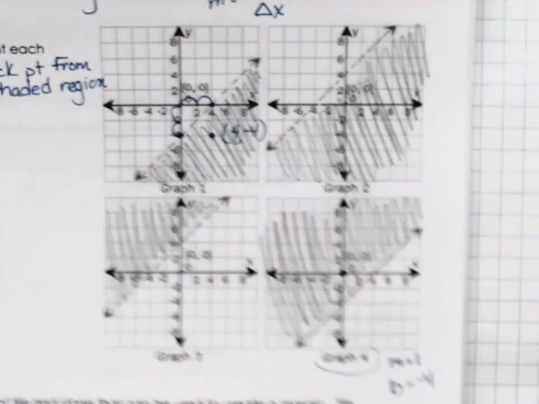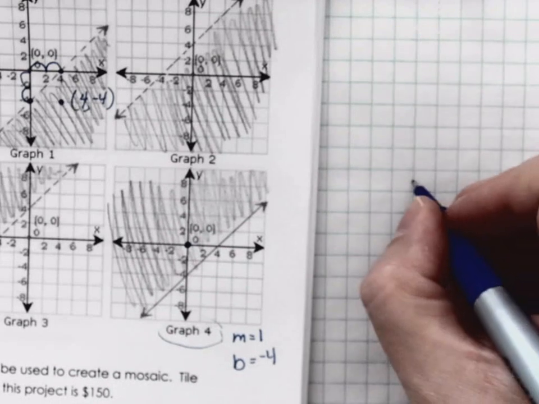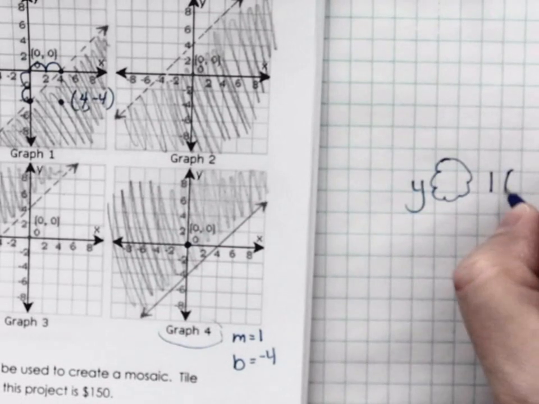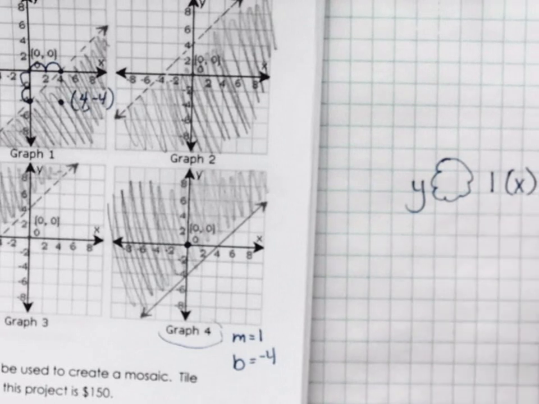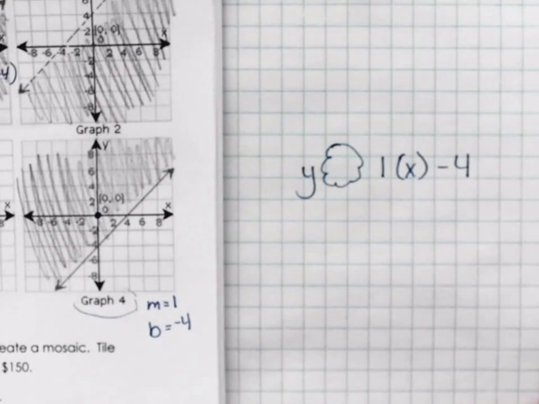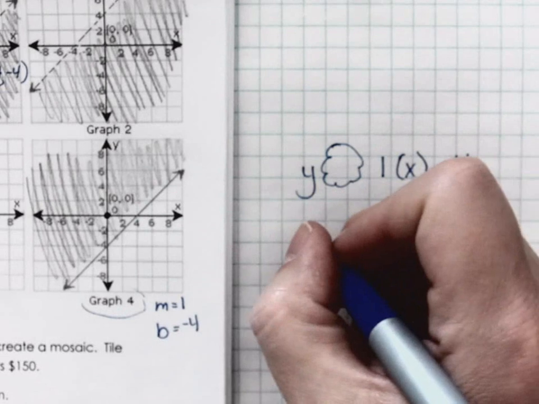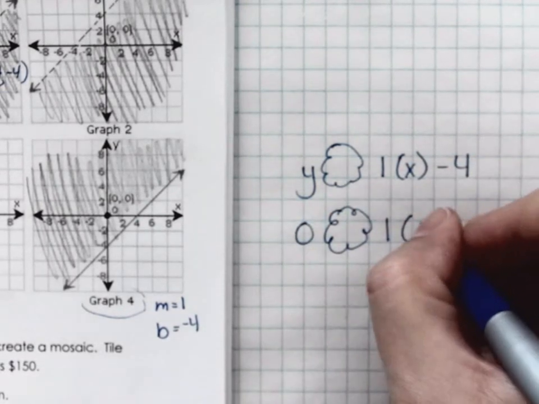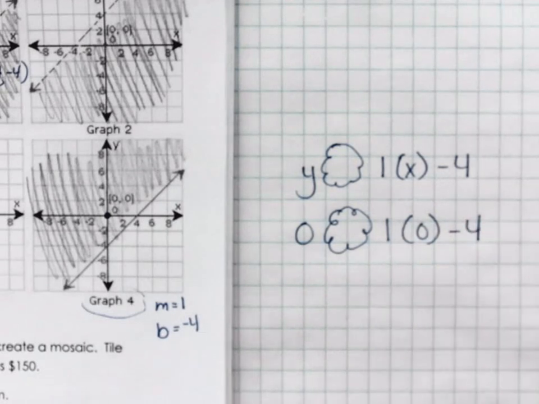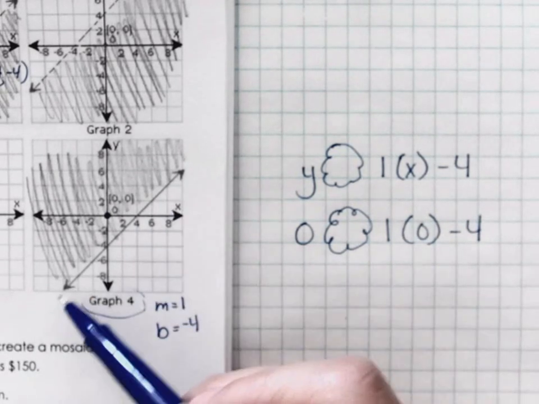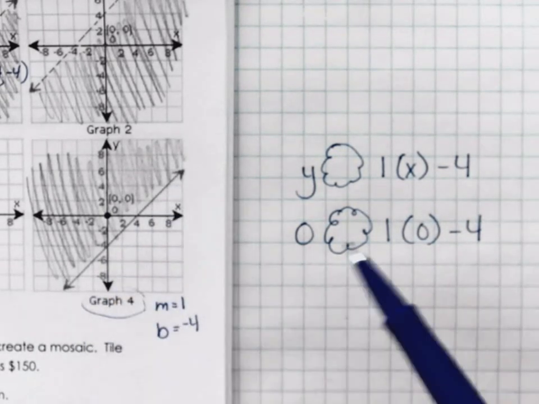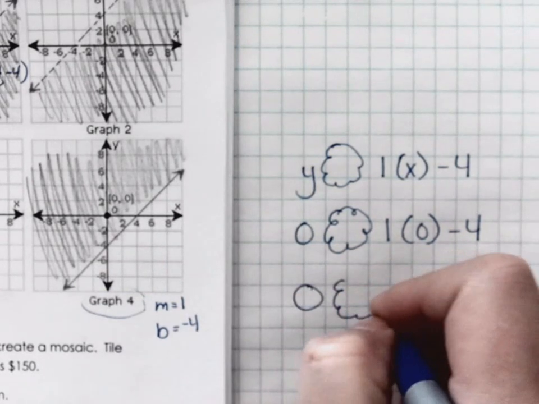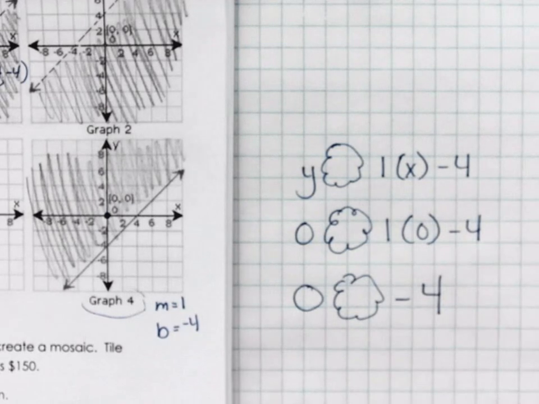It's 0, 0. So let's go over here. We've got y, big fluffy cloud, a slope of 1 times x minus 4. Oops, sorry, you guys can't see that. So the point we picked was 0, 0. So 0, big fluffy cloud, 1 times 0 minus 4. Now, we know that this is a solid line, so we have to have the equal to sign in here. So we have 0, big fluffy cloud, -4.